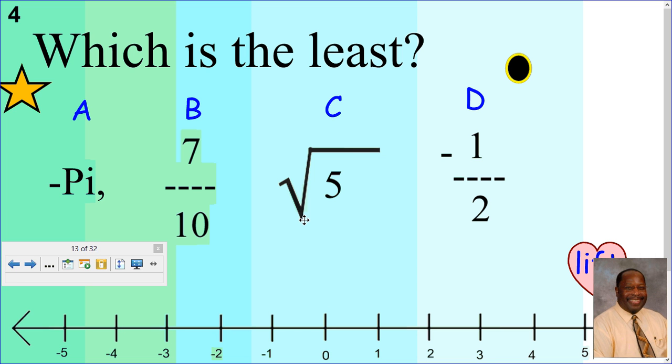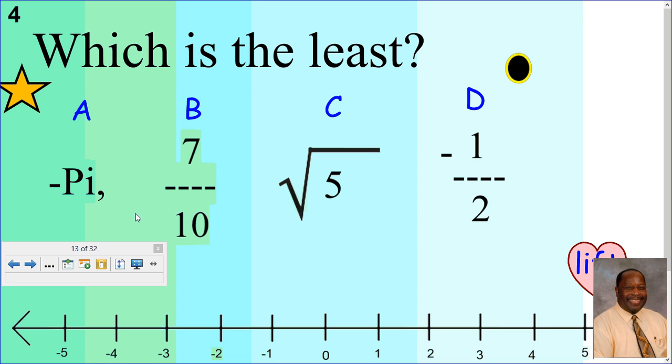Square root, positive pi and 7/10. Those are positive numbers because they are indicated without a sign, and when we know a number does not have a sign, it's automatically positive. So I'm not going to bother with choice B or C because those are positive answers. I know the smaller numbers that are less than 0 are very, very small.